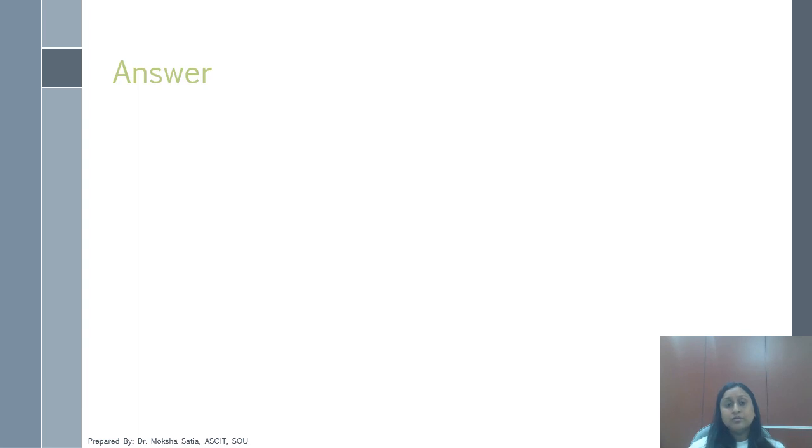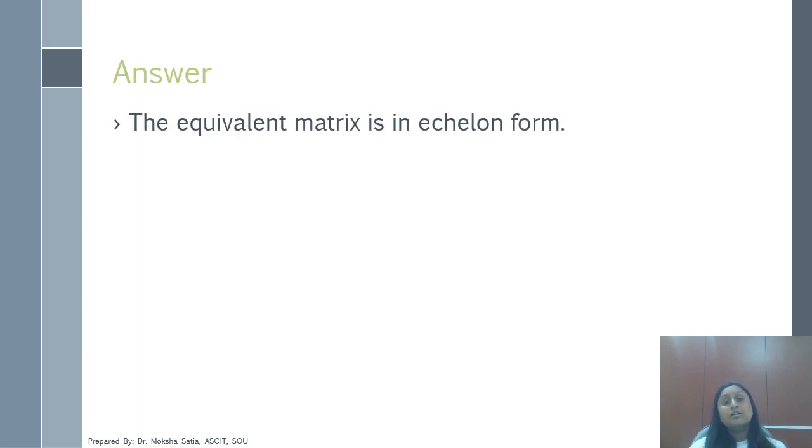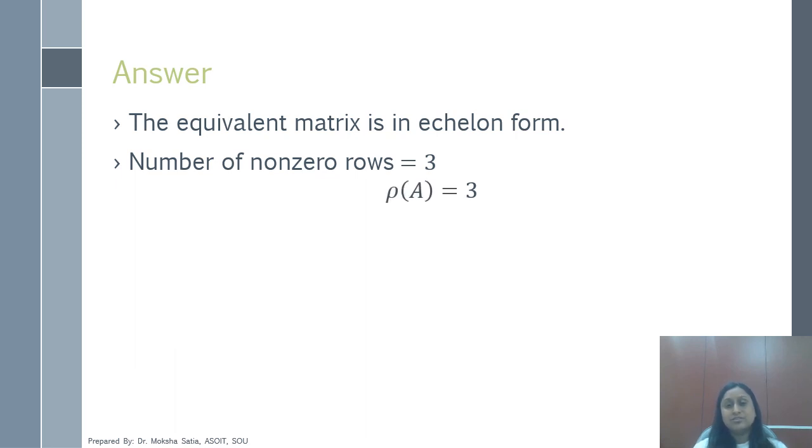That's why, moving to the answer, we have the equivalent matrix in row echelon form, and the number of non-zero rows will be the rank of the matrix. Here the number of non-zero rows is 3, and that's why the rank of the matrix is 3. That's why rho of A is 3.